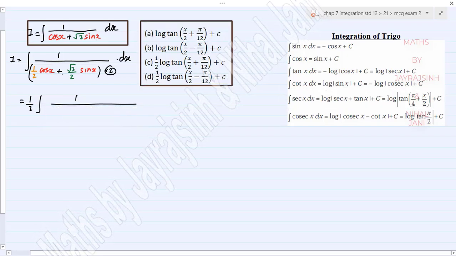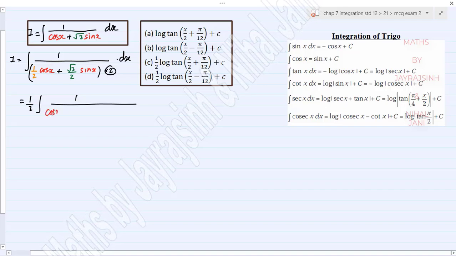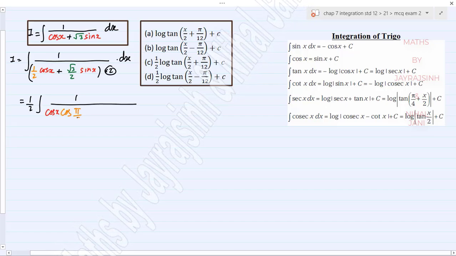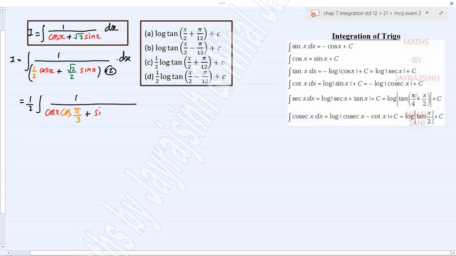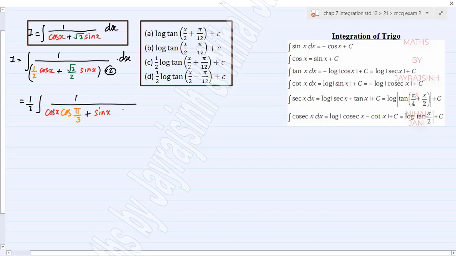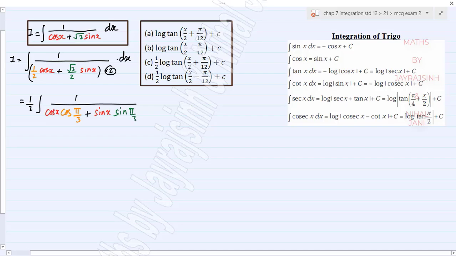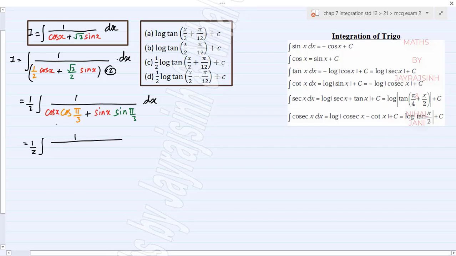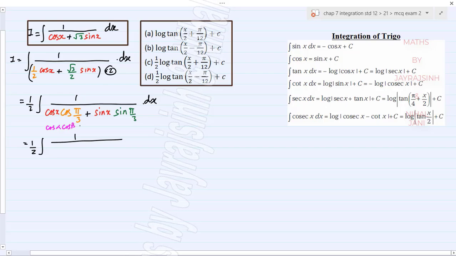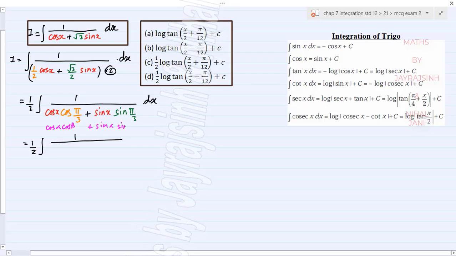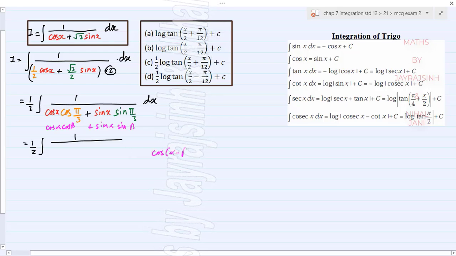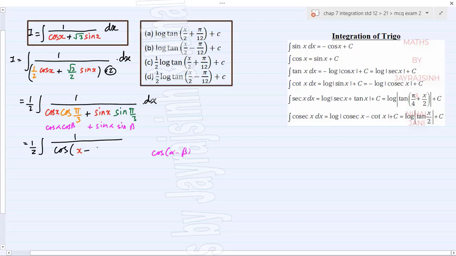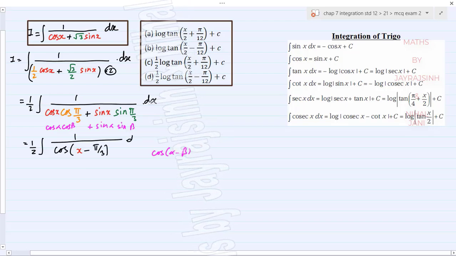Now, let's substitute the value of 1 by 2 and root 3 by 2. In first term, cos x will be as it is. We can say instead of 1 by 2, we can substitute cos pi by 3. Similarly, in second term, your sin x will be as it is, and instead of root 3 by 2, we can substitute sin pi by 3 dot dx. So here 1 by 2 will be as it is. In denominator, we will get cos alpha cos beta plus sin alpha sin beta, which is cos alpha minus beta. So our denominator will become cos alpha, which is x, minus beta, which is pi by 3 dot dx.